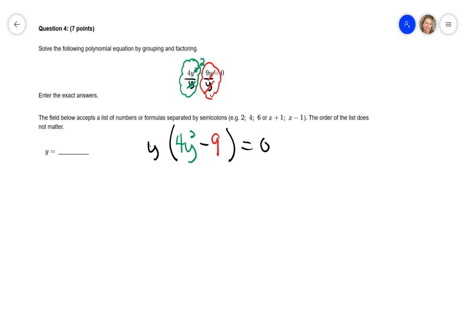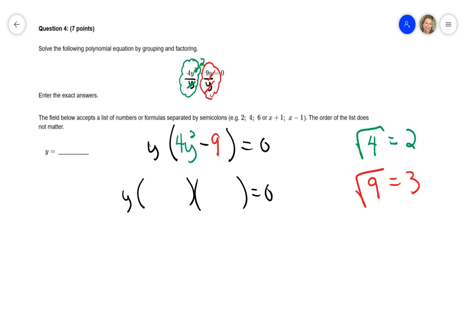And that right there, that 4y squared minus 9, that is a difference of two squares. And I recognize it because the 4, that's a perfect square. The square root of 4 is 2. 9 is also a perfect square because the square root of 9 is 3. Because 3 squared equals 9, just like 2 squared equals 4. When you square root it, you're just taking it back to what it was. And your y is also squared.